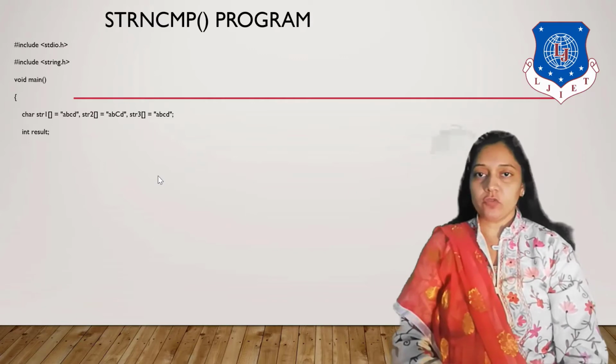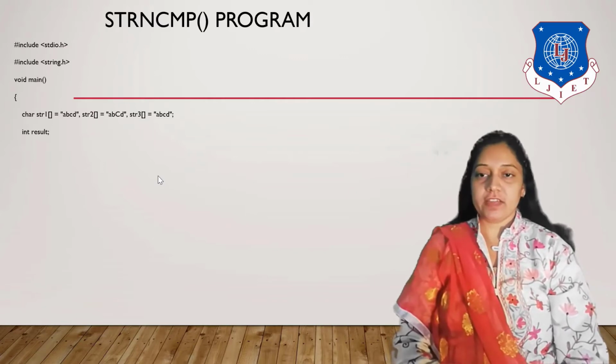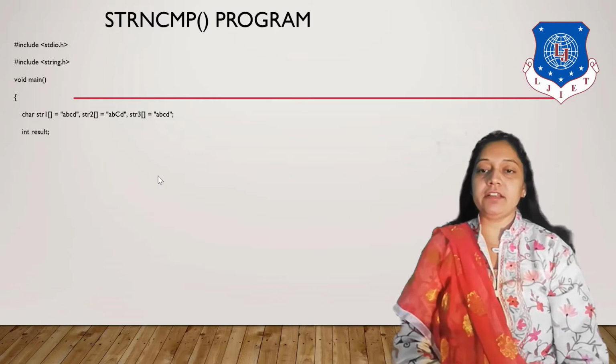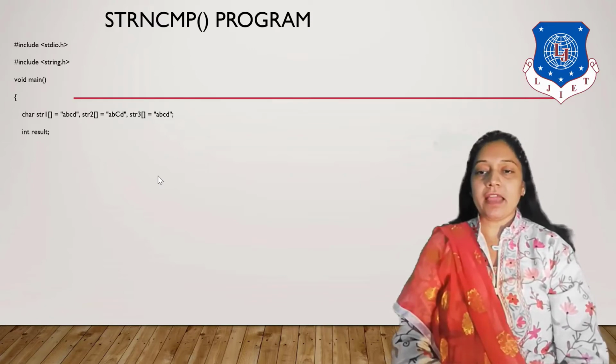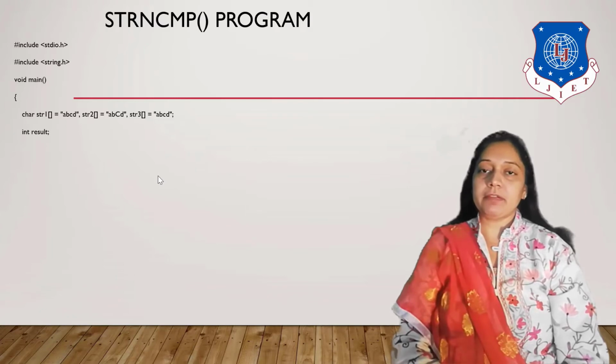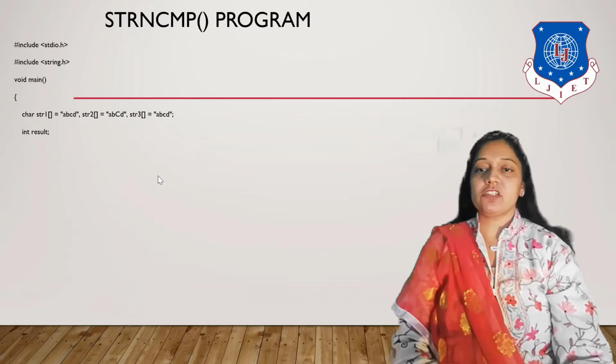First, we need to include two files, stdio.h and string.h. Then I'm declaring three strings: str1, which has the value abcd all in small letters, and str3, also having the value abcd all in small letters. In str2, I have ABCD, but I have kept it in capital. Then I have declared a result variable of integer data type, which will store the result of the string comparison operation.